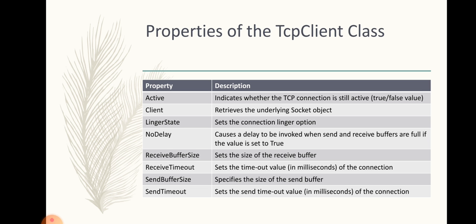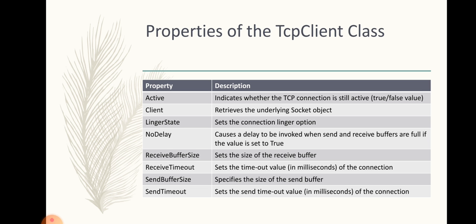Linger state sets the connection linger option, no delay. It causes a delay to be invoked when the send and receive buffers are full, if the value is set to true. That is, if the send and receive messages are invoked at that particular time and the buffers are full, the value is set to true. Otherwise, the value is set to false.